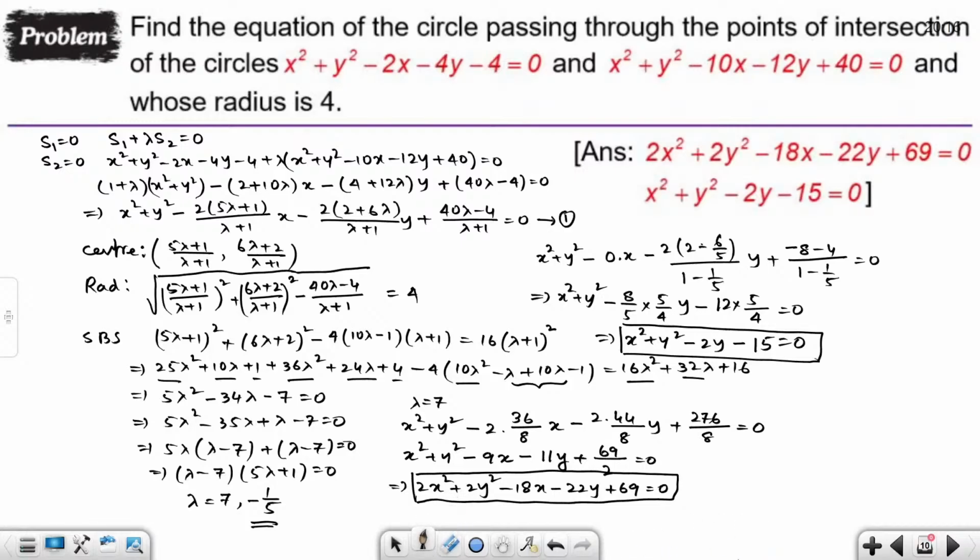Same type of problem. We have been given two circles and they have said that the required circle is passing through the point of intersection of these two given circles, and its radius is 4. So I have used the family of circles equation, and then we found the center and radius and equated to 4 to get the value of lambda. And after getting the value of lambda, we simply put it in equation 1 to get its equation. That's it. That's exactly what I've done here. It's so simple, right? Okay, let's move for the next problem.